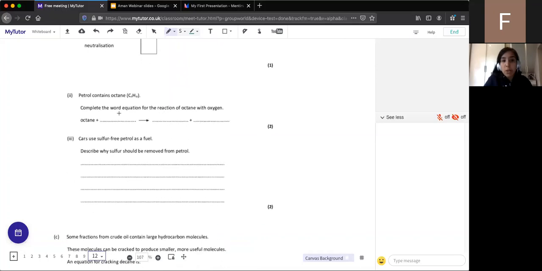Okay, so petrol contains octane. Complete the word equation for the reaction of octane with oxygen. So what happens when octane reacts with oxygen?